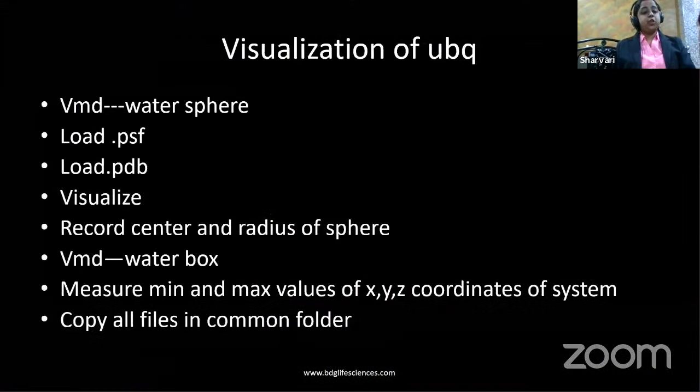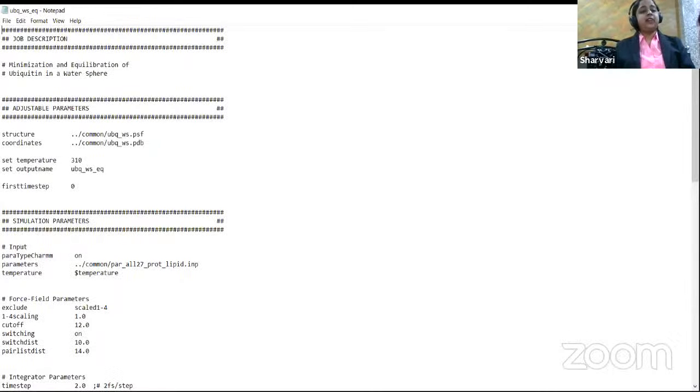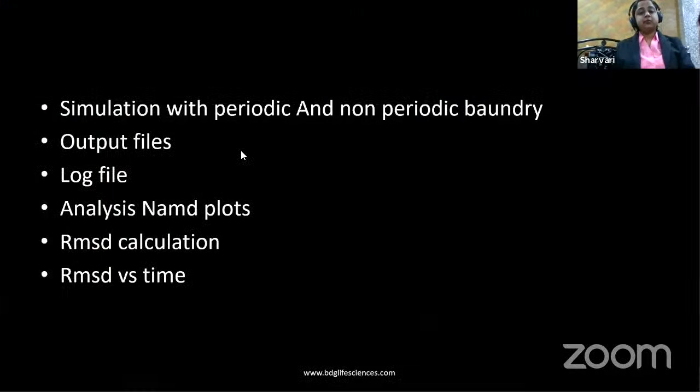Then we are going to visualize the protein in VMD. So this looks like this. Very beautiful, isn't it? After that, we will learn how to write a configuration file. This is a sample configuration file. After preparation of all the files, the solvated files, we are going to run the simulation, and then we will analyze NAMD plots, and after that RMSD versus time.